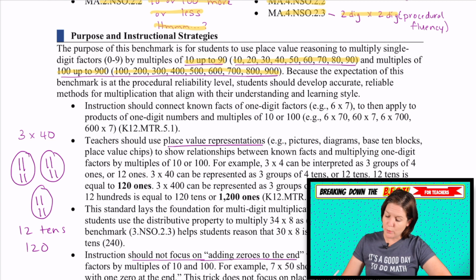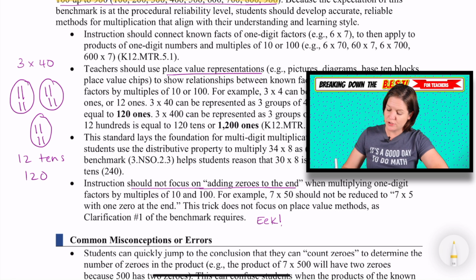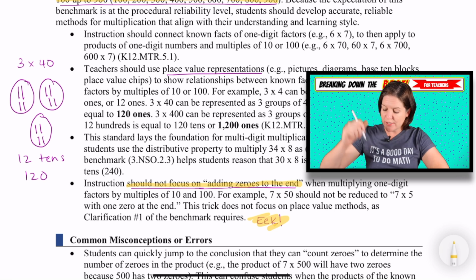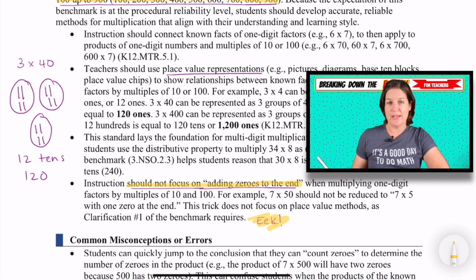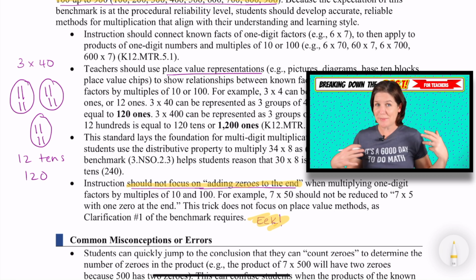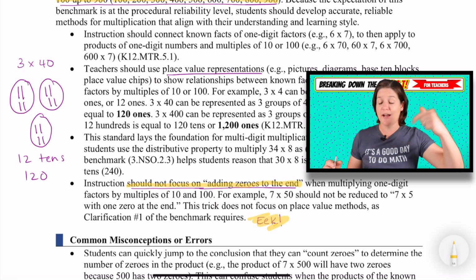I think a great way to do this, so one of the ways that they were saying, where was it? Okay, I'm gonna skip down then jump up. So down here it said instruction should not focus on adding zeros to the end. And I put eek, because I am going to be honest, I have done that a lot. But notice the wording, it says it should not focus on adding zeros to the end. So when I created McCarthy Math 155, that is how I taught it. If you're multiplying 5 times 70, multiply 5 times 7, then add your 0. We've probably all done it, but they're saying it should not focus on that.